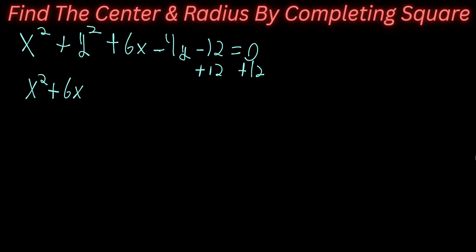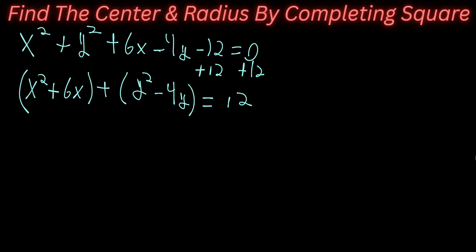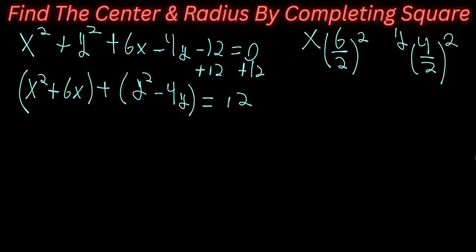So we have x squared plus 6x. Let's go ahead and put that in parentheses, plus y squared in parentheses minus 4y equals positive 12. Let's complete the square for each of these independently. So we get 6 divided by 2 squared for the x side. And now for the y side, we get 4 divided by 2 squared. And we're going to add those to our terms.